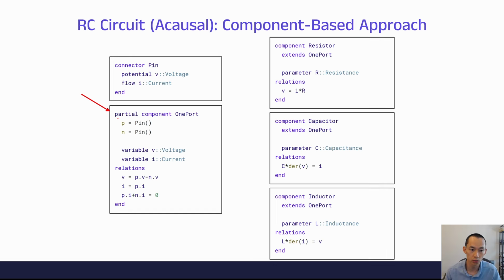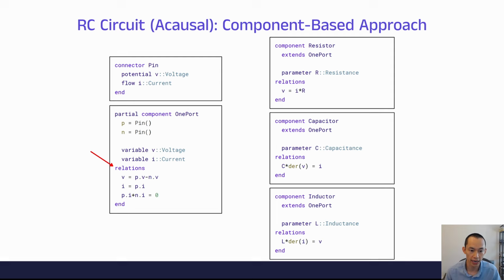And then next what we do is we create a partial component called one port. The reason why this is a partial component is because we're going to use this component to build other components. In a little bit, you'll see that we use the partial component to create our capacitor, resistor, and inductor. But right over here in the one port component, we see that this one port has two pins, a positive pin and a negative pin. And the one port component has two variables, a variable for voltage and a variable for current.